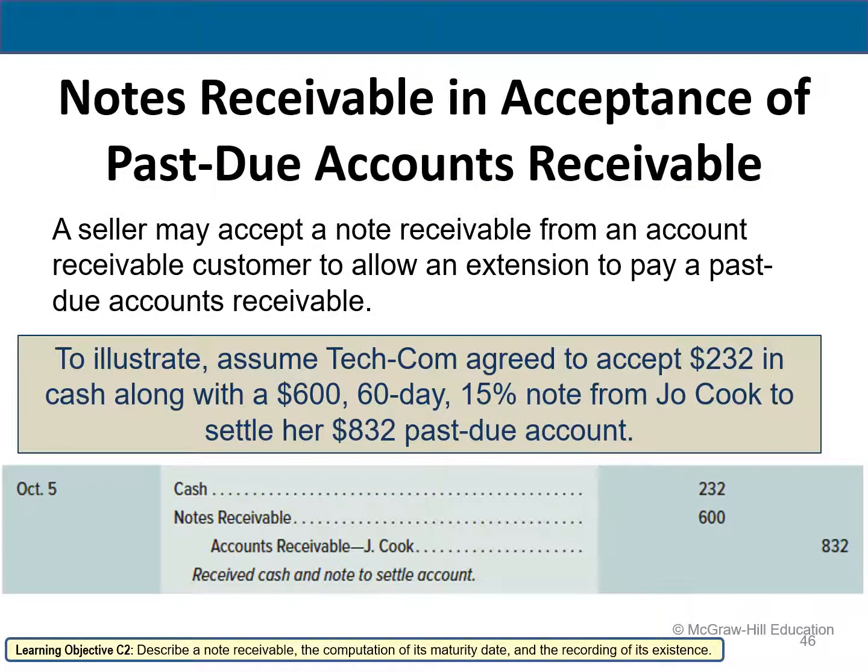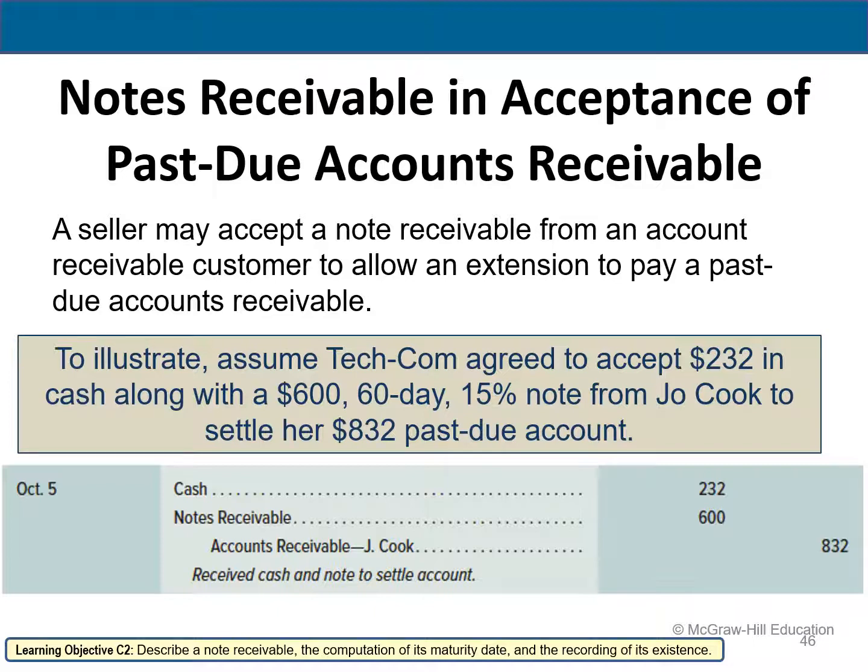So a seller may accept a note from an account receivable customer to allow an extension for a past due payment. So, like typically when you make a sale, you debit accounts receivable and you credit sales, right? Well, let's say that accounts receivable is now aged quite a number of days because the customer is not paying. You can get rid of your accounts receivable and you can record a note instead so that it comes out of your aging and it goes into more of a long-term bucket on your balance sheet.